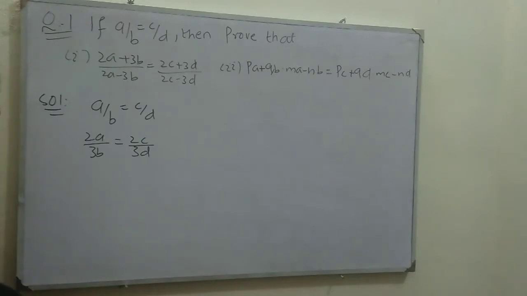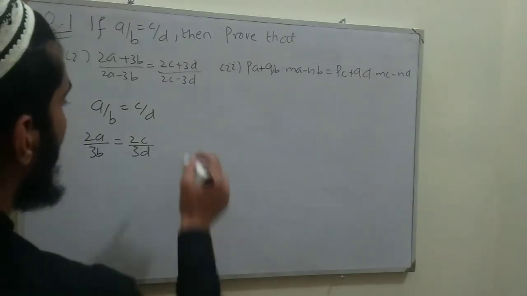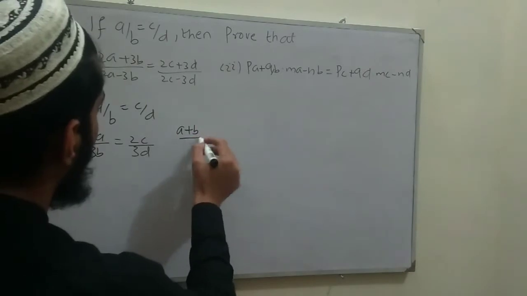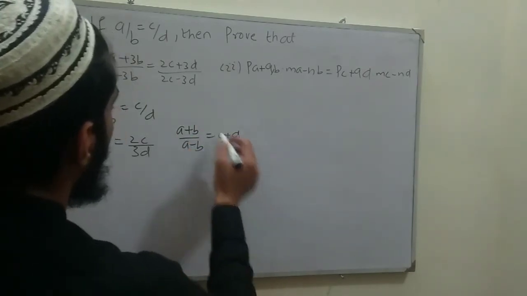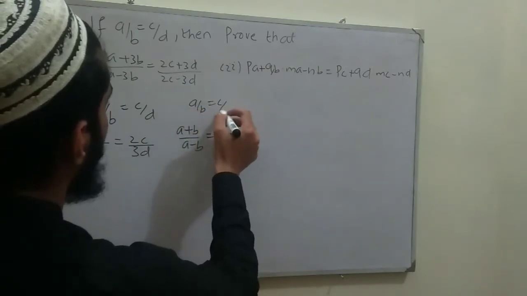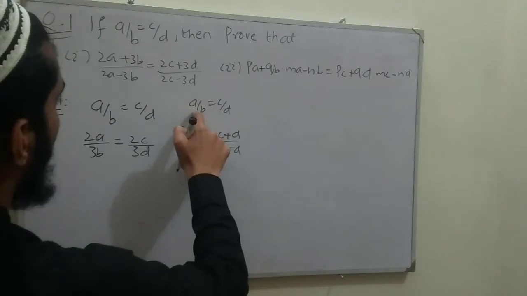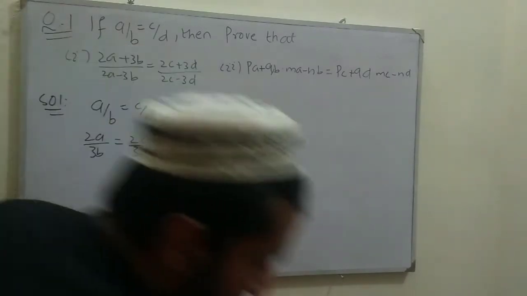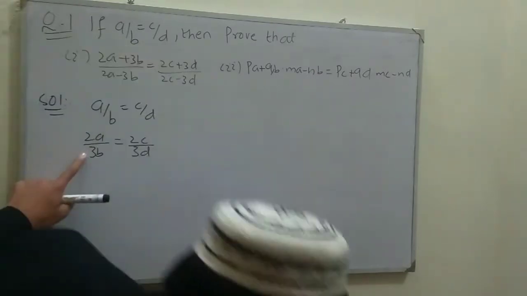Now from here you learned a property in the previous exercise number 3.2. The name of the property is the componendo dividendo property, which was (A plus B) divided by (A minus B) is equal to (C plus D) over (C minus D) if we have A by B is equal to C by D. This is the componendo dividendo property applied on this equation. Now use the same property here.